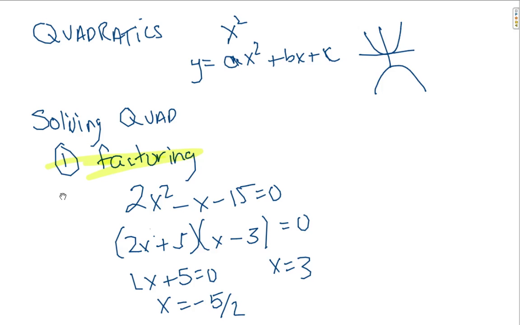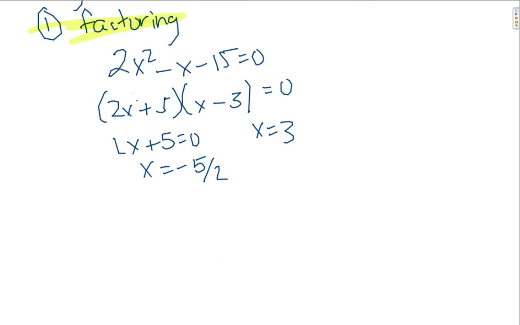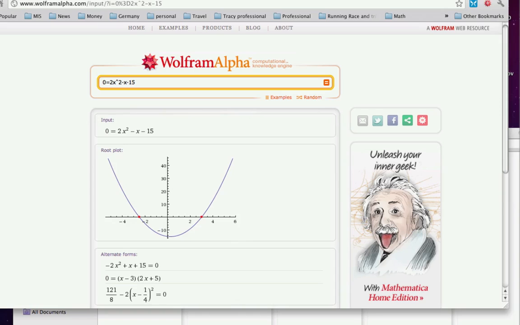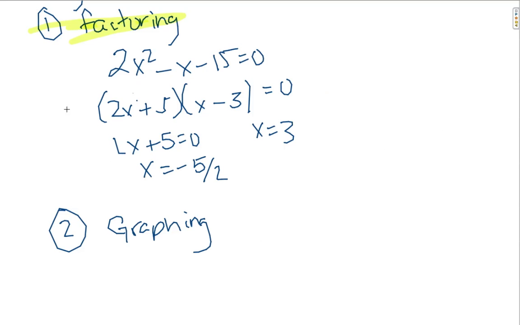The second way that we solve quadratics is by graphing. If we look at this Wolfram Alpha site that I typed it in, I've already typed in the equation, and it graphs it. Here's my graph, my parabola, and the answers are simply the x-intercepts. This one here is minus 5 over 2, and this one is 3. Your calculator will do this, and that's your best tool that you have available to you.